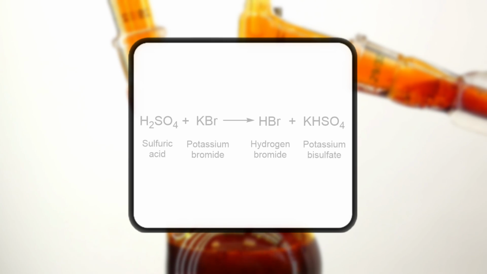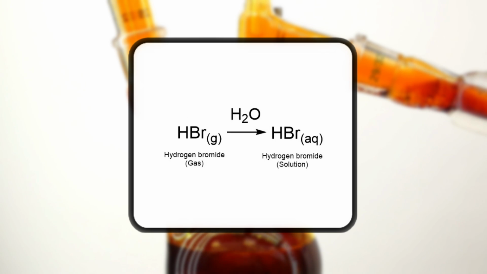Okay, so one of the first reactions going on here is the formation of hydrogen bromide from sulfuric acid and potassium bromide. It normally is a gas, and that means that it could easily escape the apparatus, but since there is water present, it dissolves into it, forming hydrobromic acid.